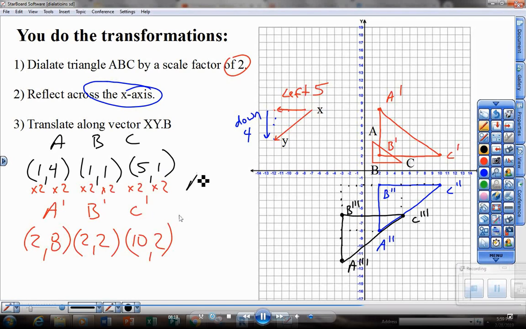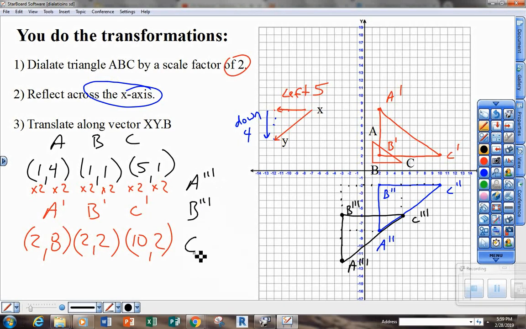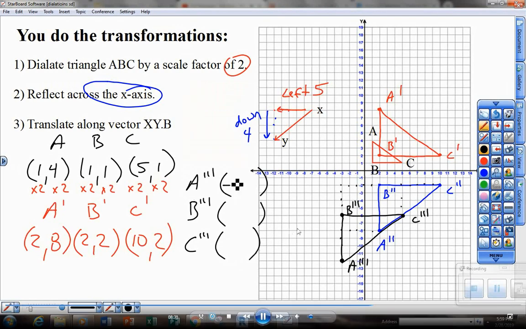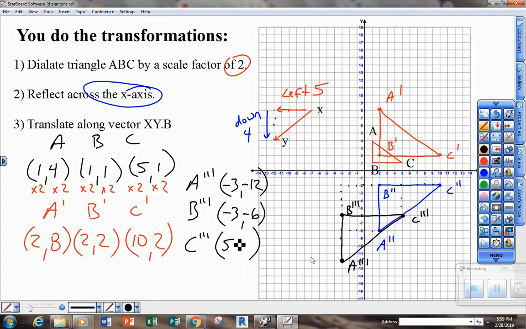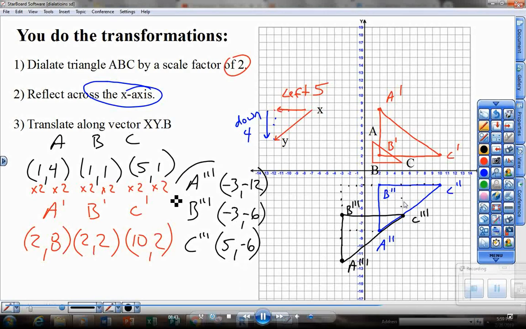And then those coordinates, A triple prime, -3, -12. B triple prime, -3, -6. C triple prime, 6, -6. So the coordinates, if I ask you, -3, -12, -3, -6, and then 6, -6. Or I'm sorry, 5, -6. All right, last problem.